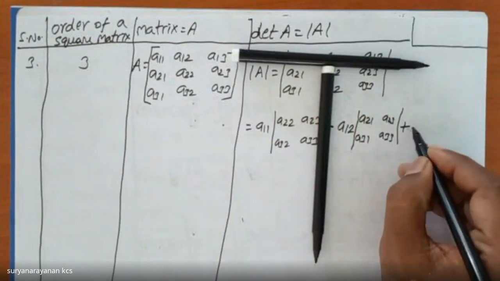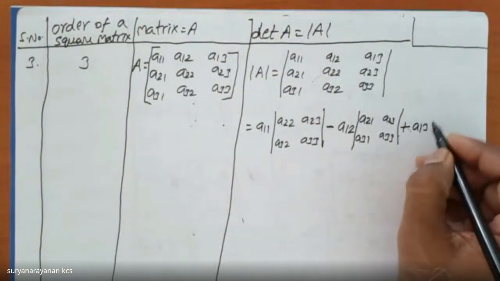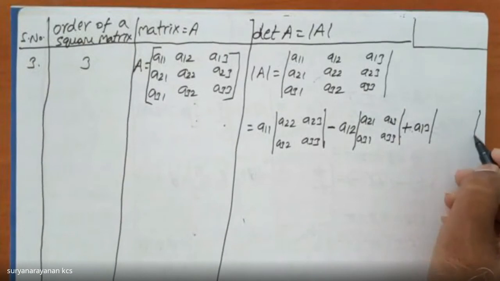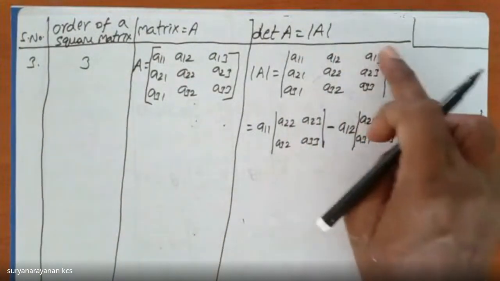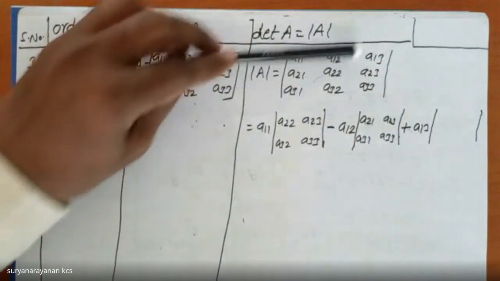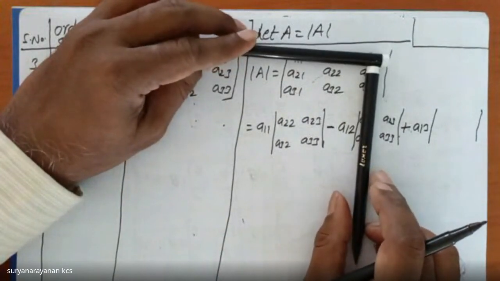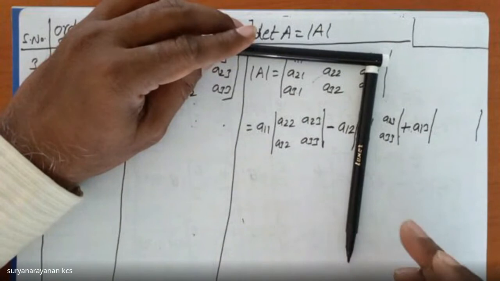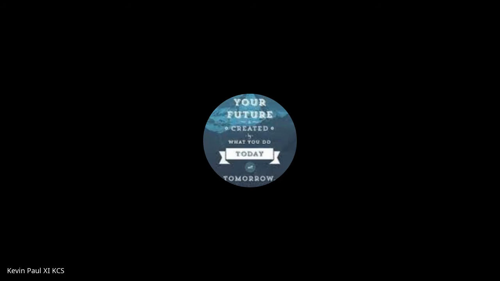Plus, now take the third element. What is the third element of the first row? A13. And again keep the det symbol here. Follow the same step here also. A13 lies in the first row, third column. So close the first row and the third column. Then what are the four elements left after closing the first row and the third column? A21, A22, A31, A32.